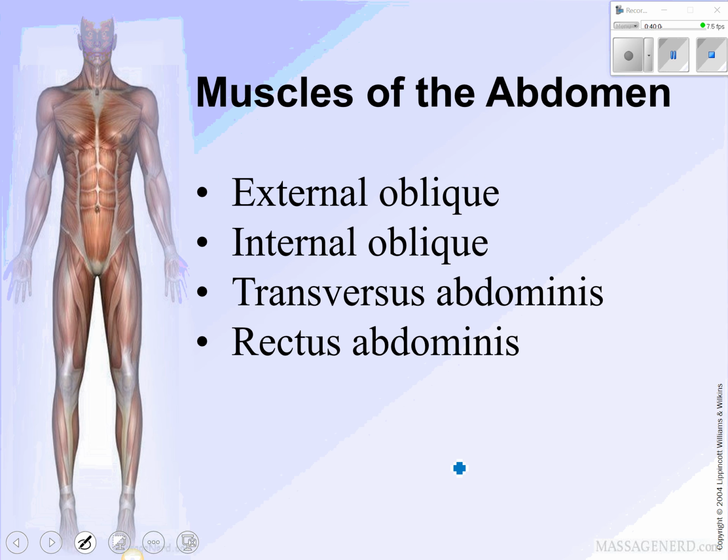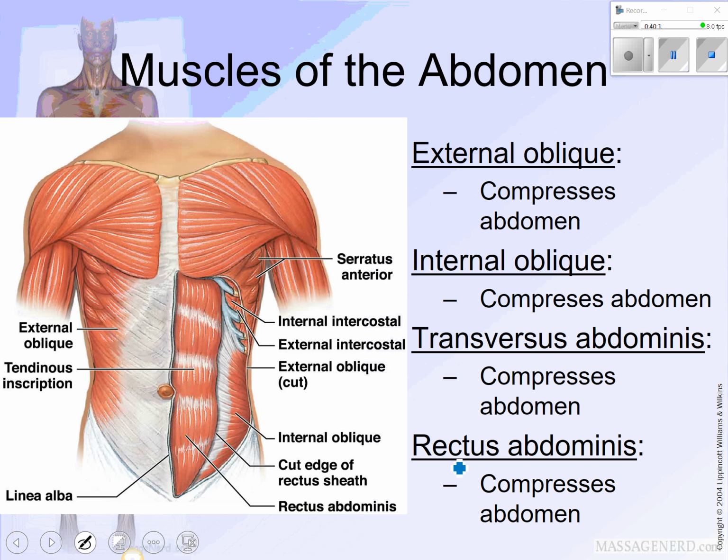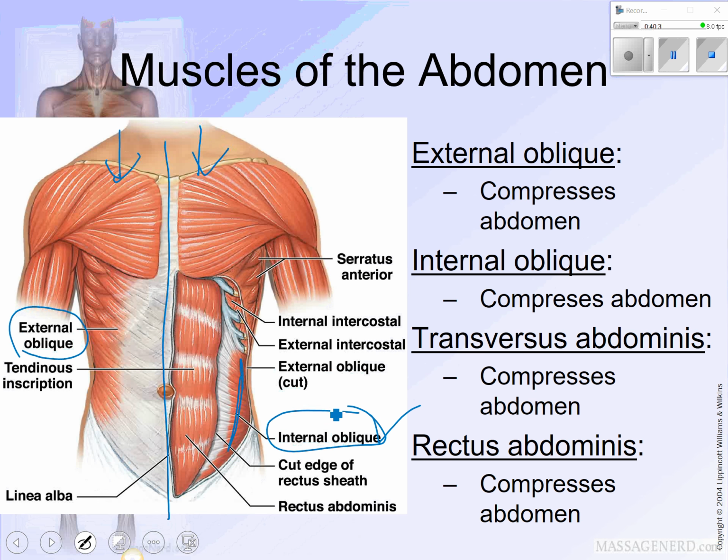Again, muscles of the abdominal area that we'll go over are your external oblique, internal oblique, transverse abdominis, and your rectus abdominis. Your external oblique, of course, compresses the abdominal area. The internal oblique, and again, you have to be able to label these, these are two different layers. This is the external layer, and then this is the internal layer. So you have your external oblique. On the other side, you're going to have your internal oblique. Okay, make sure you can label both of those.